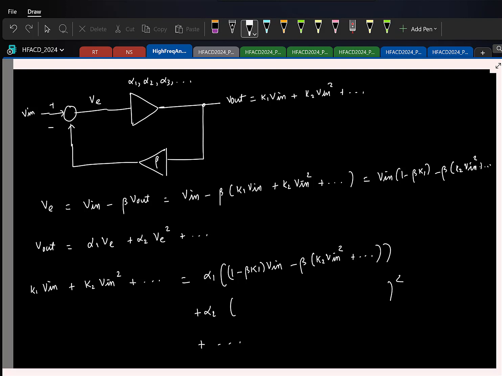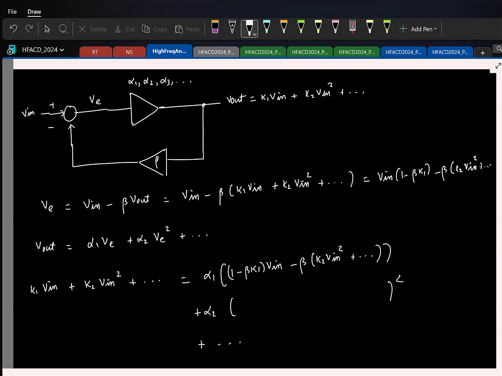So now how will I solve? I mean, again, remember the goal is to find K1, K2, K3. So how do you propose I find? This is the equation. Okay. I guess we can compare the coefficients of V in square and so on and equate it. So you can do that.